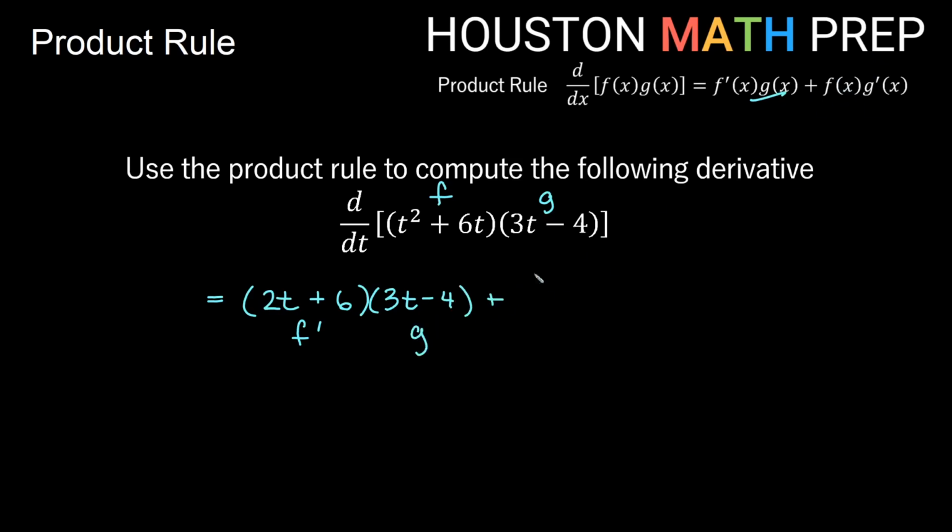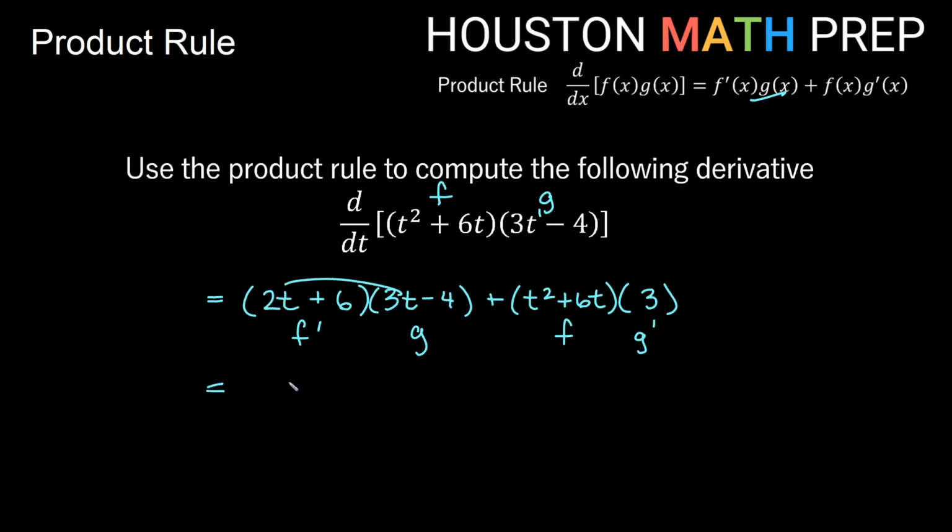Now we have just regular f, so we'll just write down t squared plus 6t. That's our f. Now times g prime, so the derivative of 3t minus 4. 3t to the 1 comes out, and we get 3, no more t. Derivative of a constant negative 4 is 0, so our g prime is just 3. And now we can distribute and do some simplifying.